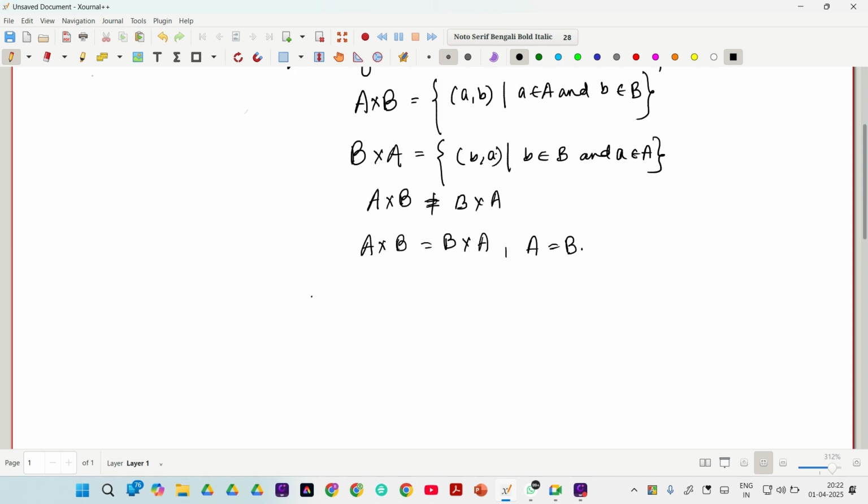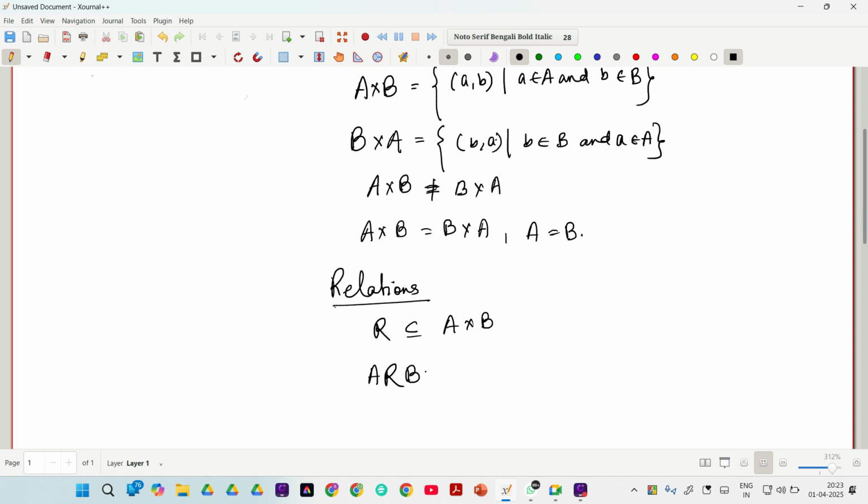Furthermore, we have learned what a relation is. A relation R is any subset of A cross B. Sorry, R is a subset of A cross B. Then R is a relation from A to B.